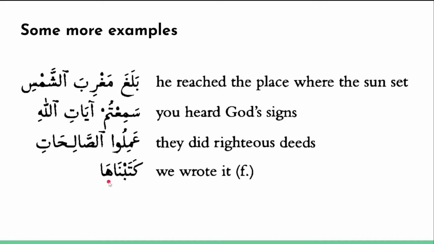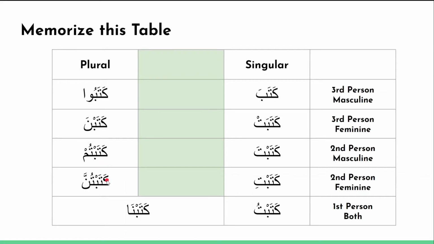And then remember, you can add a suffix, a pronoun suffix. If the object is a pronoun, you add it as a suffix because it's in the mansub case. So here, ha is her, but in this case, it means it because it's just referring to a feminine object. It could be anything, some sort of magazine or something. There are many words in Arabic that are feminine. Maybe it's referring to one of those words. And so we wrote it. The pronoun suffix is ha. Katabnaha.